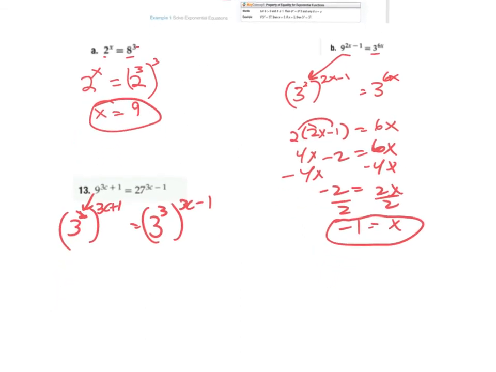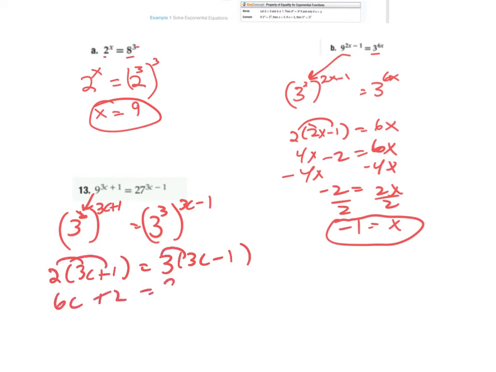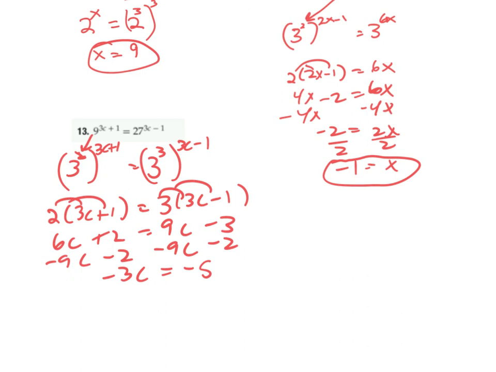And so what happens with this problem is that I have the same base, so I can then take my 2 times 3c plus 1 and my 3 times 3c minus 1, and I can solve this equation. So I'll go through the steps. That's 6c, that's plus 2 equals 9c minus 3, and I'm going to go ahead and minus the 9c over, minus the 2 over, and I'm going to get a negative 3c equals a negative 5, and c then equals 5 over 3. So I've solved for my letter by making my equation.